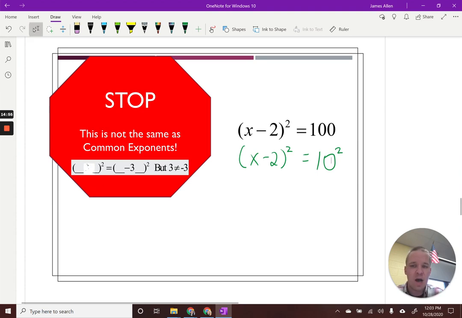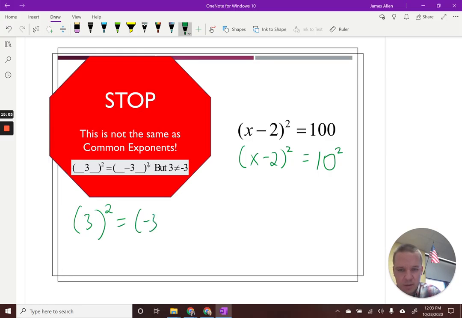For example, over here, 3 squared is equal to negative 3 squared. Perhaps this would be a little bit more aesthetically pleasing. However, 3 is not equal to negative 3. You see the disconnect there? See what it doesn't make sense.